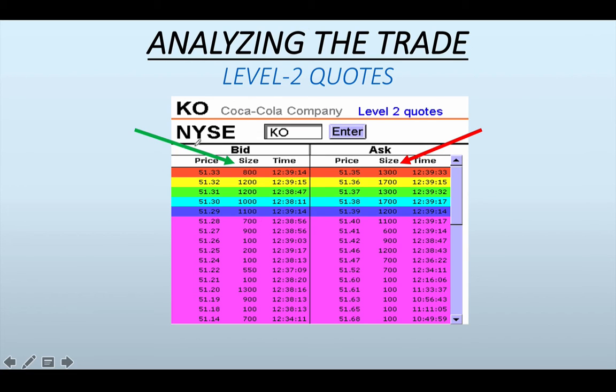On the left-hand side, there are a lot of level 2 quote websites that offer this for free, and usually you have another column here, and these are the brokerages and the indices that are pumping out these orders. So you have the price, size, and time, and you need to always understand that with the size, they leave out the last 2 zeros in the trade, and they round up. So this 700 would be 70,000 shares in. So this is the bid, this is the ask.